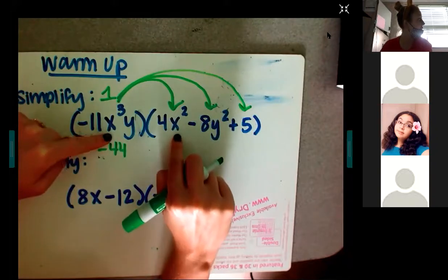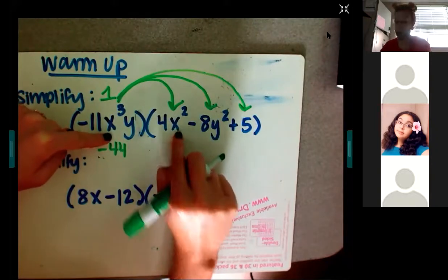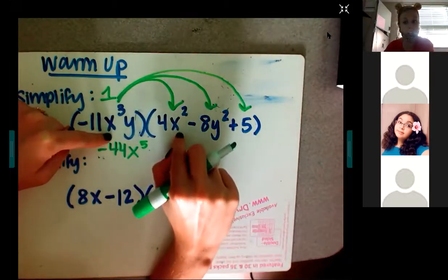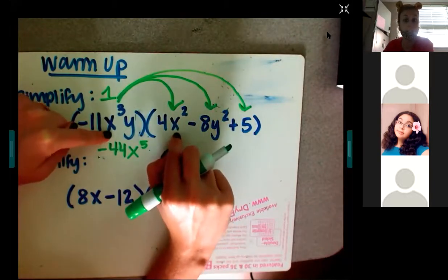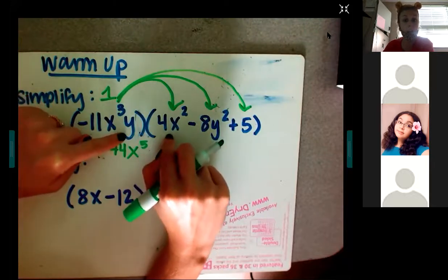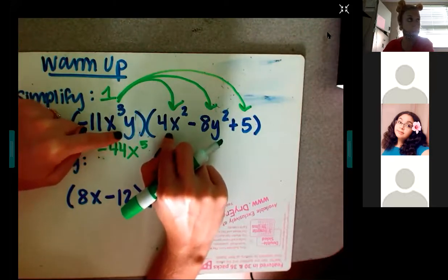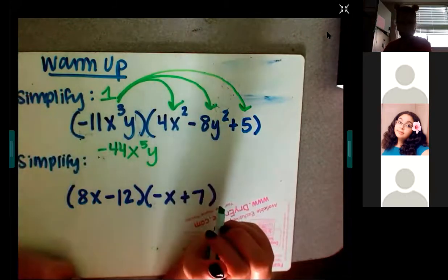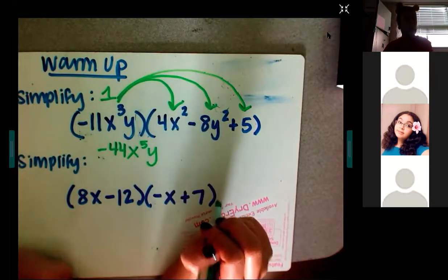How many x's do we have now? 5. Good. That's also where some of you messed up on the homework. You weren't paying attention to how many x's you had. So this is x to the 5th. And then how many y's do we have between these first 2? 1. Just this 1. Good. So now we're going to do it again.